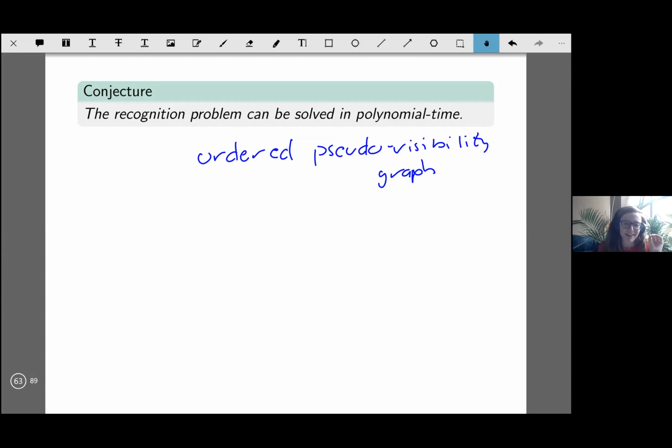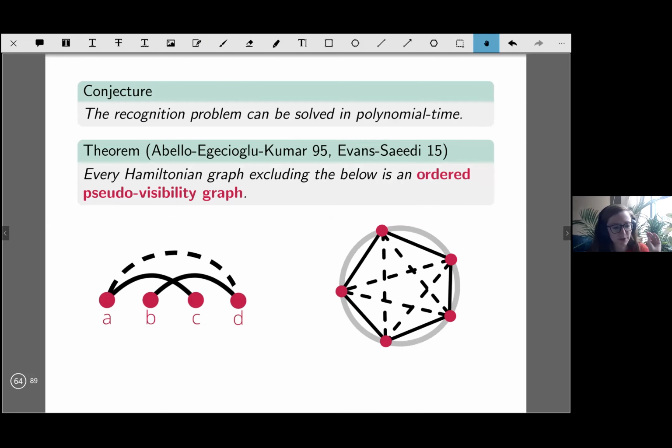So due to some technical reasons, it's hard for me to state an exact theorem. So I want to consider sort of a subclass. And I think this is a nice way of doing it. So what we're going to show is that if you have a Hamiltonian graph excluding the below, that then you're an ordered pseudo-visibility graph. So let me say exactly what I mean by this.